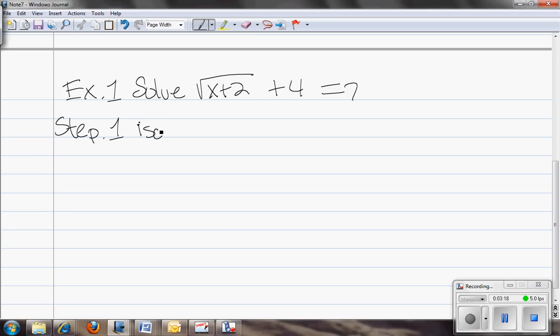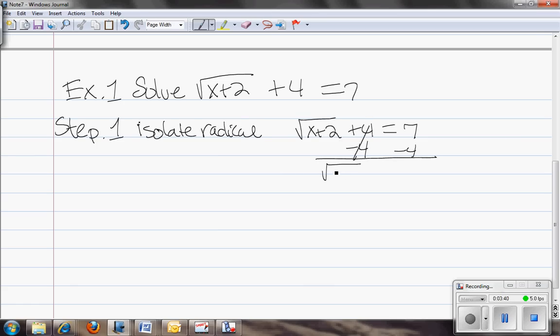Step 1 is to isolate the radical. So if I were doing that with the example I have, here's my original problem. Trying to isolate the radical, get it by itself. Well, first thing I'll need to do is move that 4. So then I have square root of x plus 2 is equal to 3. So I've isolated the radical. The radical doesn't have a coefficient, nothing multiplied in front of it, and it doesn't have anything added or subtracted. It's just the radical here and the radicand inside.